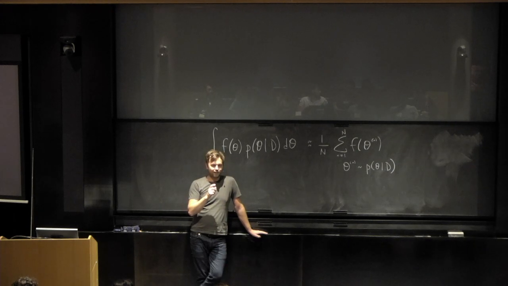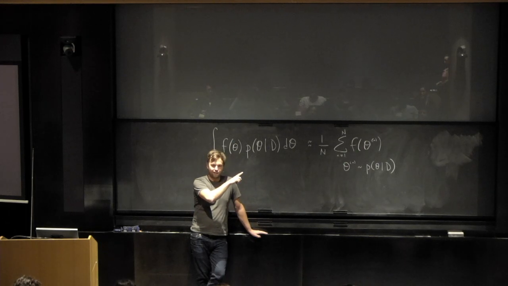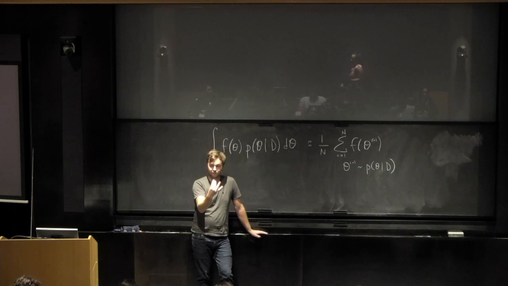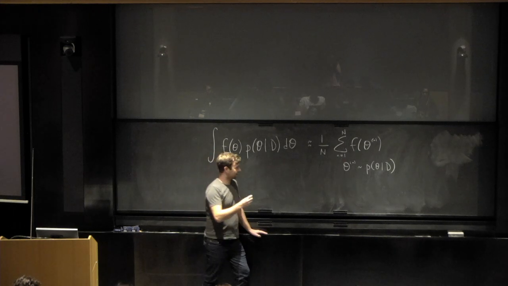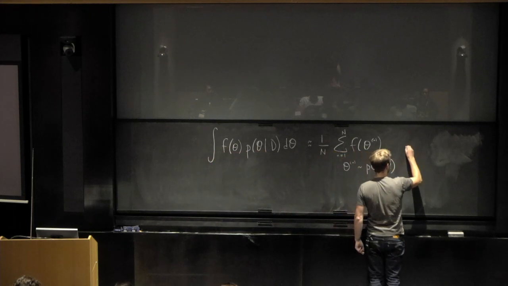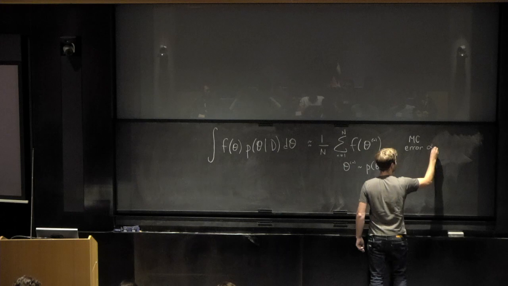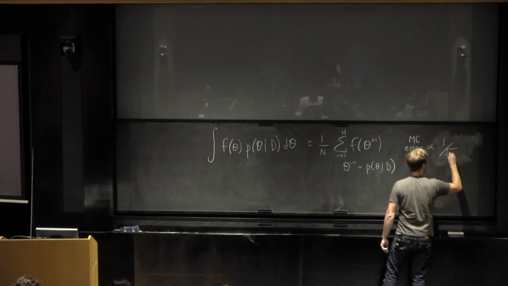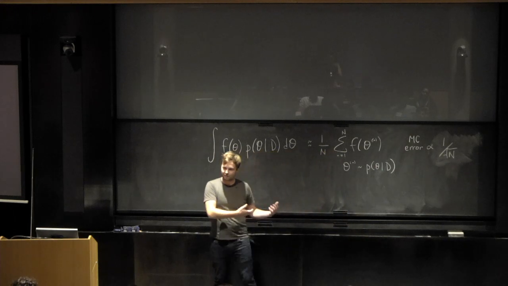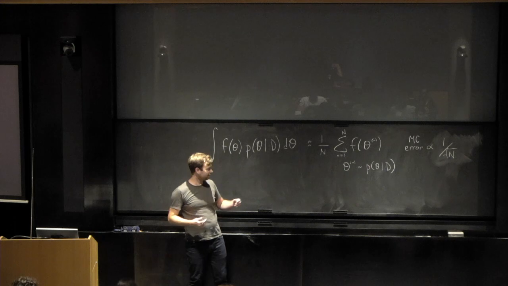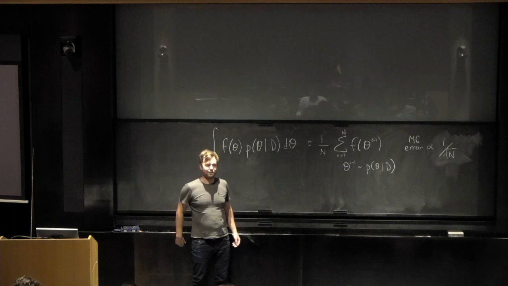then the key thing to realize is that this approximation that I've done right here has an error bar, because there's going to be some numerical noise associated with approximating this integral as a set of samples. The Monte Carlo error is proportional to 1 over square root of n. So as you get more samples, your estimate of this integral, which is the thing that you actually want to do, improves, your error bar gets smaller, and we all get happy, right?